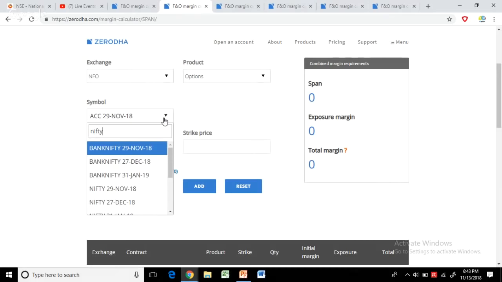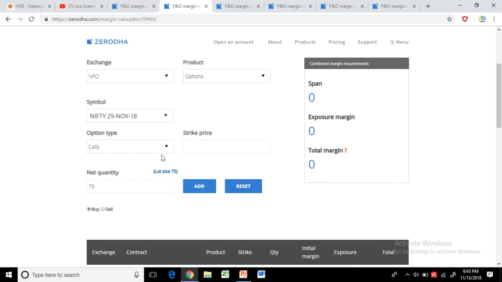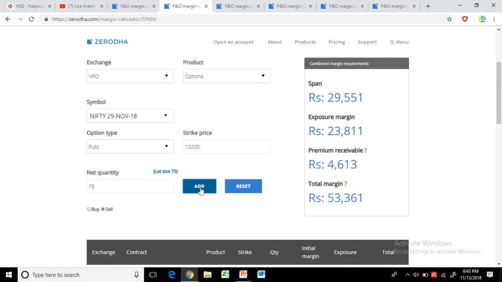Again, I'll put here as Nifty, here as put. 10,000 we have seen is 50,000 rupees. Let us say 10,200. I'm coming closer to the spot. The margin requirement should increase. Okay, the margin requirement has increased roughly by 3,000 rupees. It is 53,361, and your receivable is also increasing.